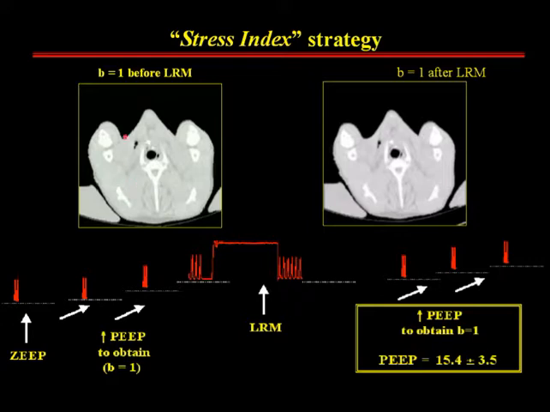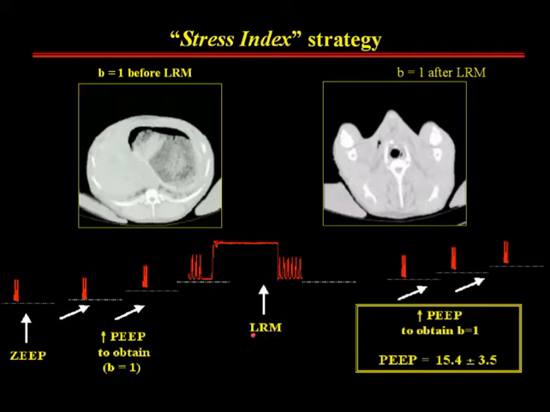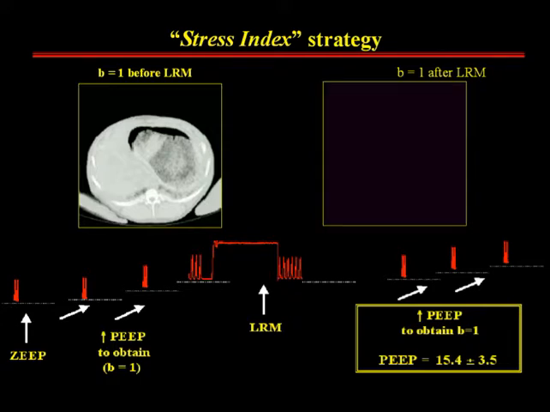And this is how the lung looks at that stage. You see that there is no presence of what is called overdistension, but some areas are still collapsed. Then we apply a lung recruiting maneuver. And this is how the lung looks after the application of the lung recruiting maneuver, starting from a stress index equal to 1. Here the lung is completely open.